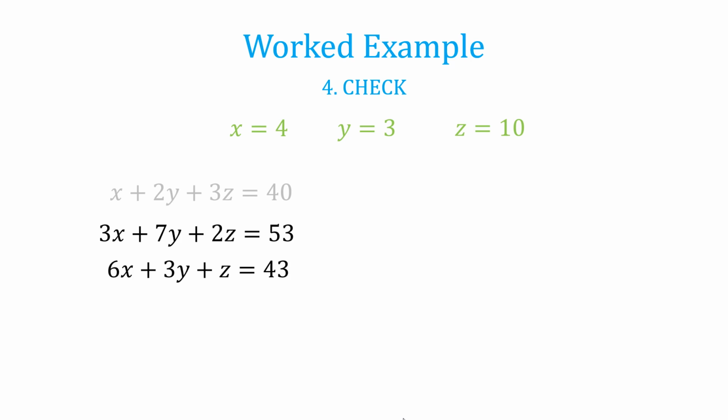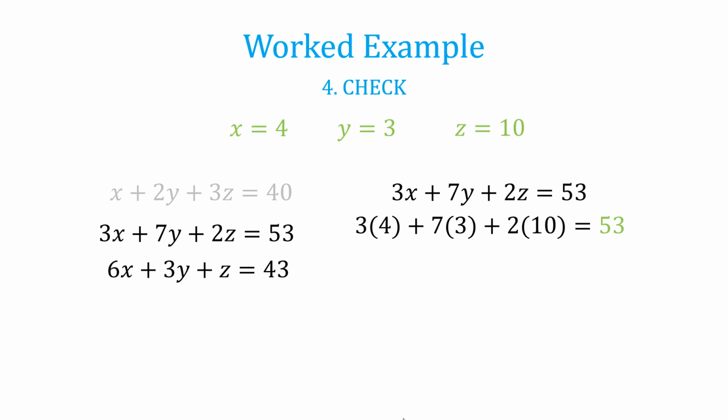All we're going to do is take our 3 original equations. We know the top equation we've used already, and that was in the matrix throughout in the top row, so we're not going to use that. We're going to take either the second or the third equation. So let's take the second one, and simply all we're going to do is plug in the x, y and z values. We know that 3x plus 7y plus 2z equals 53 then becomes 3 times 4 plus 7 times 3 plus 2 times 10. If we add those up, we've got 12 plus 21 plus 20, which does in fact equal 53. So we know that our answers are correct.